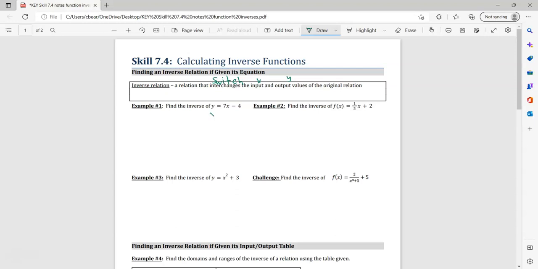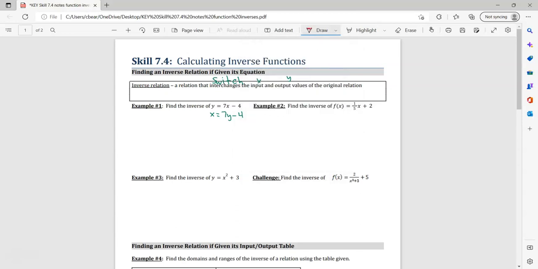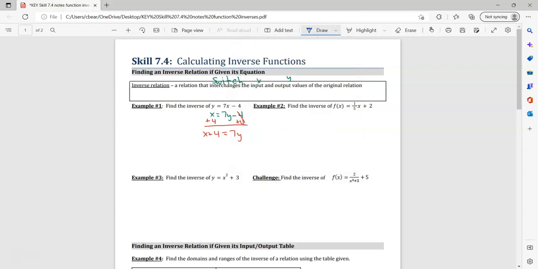So I'm going to rewrite this as x equals 7y minus 4. And then I'm going to solve this for y. So I'm going to add 4 to both sides. That gives me x plus 4 equals 7y. And because we're not done solving for y, I need to then divide everything by 7. So we get y equals x plus 4 all over 7.